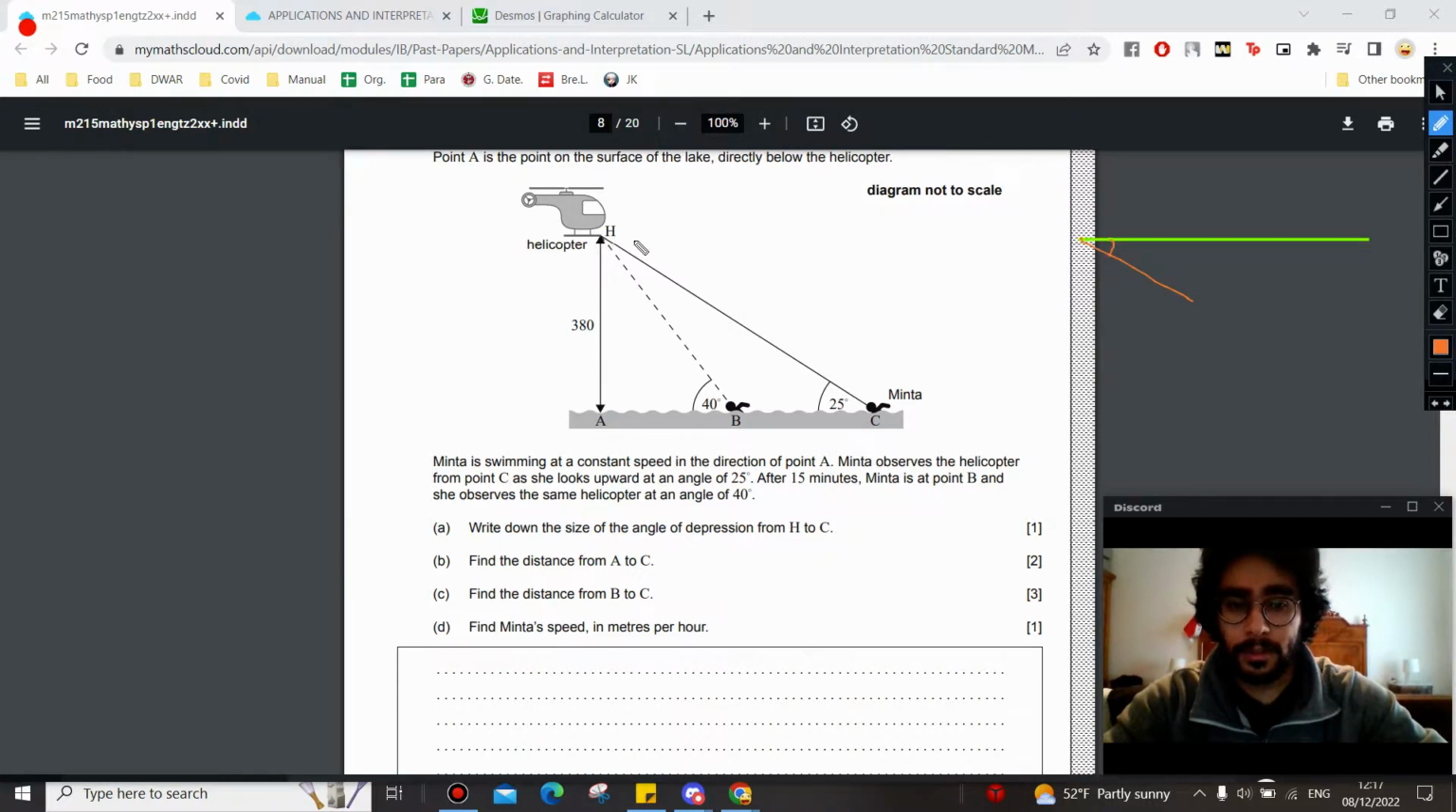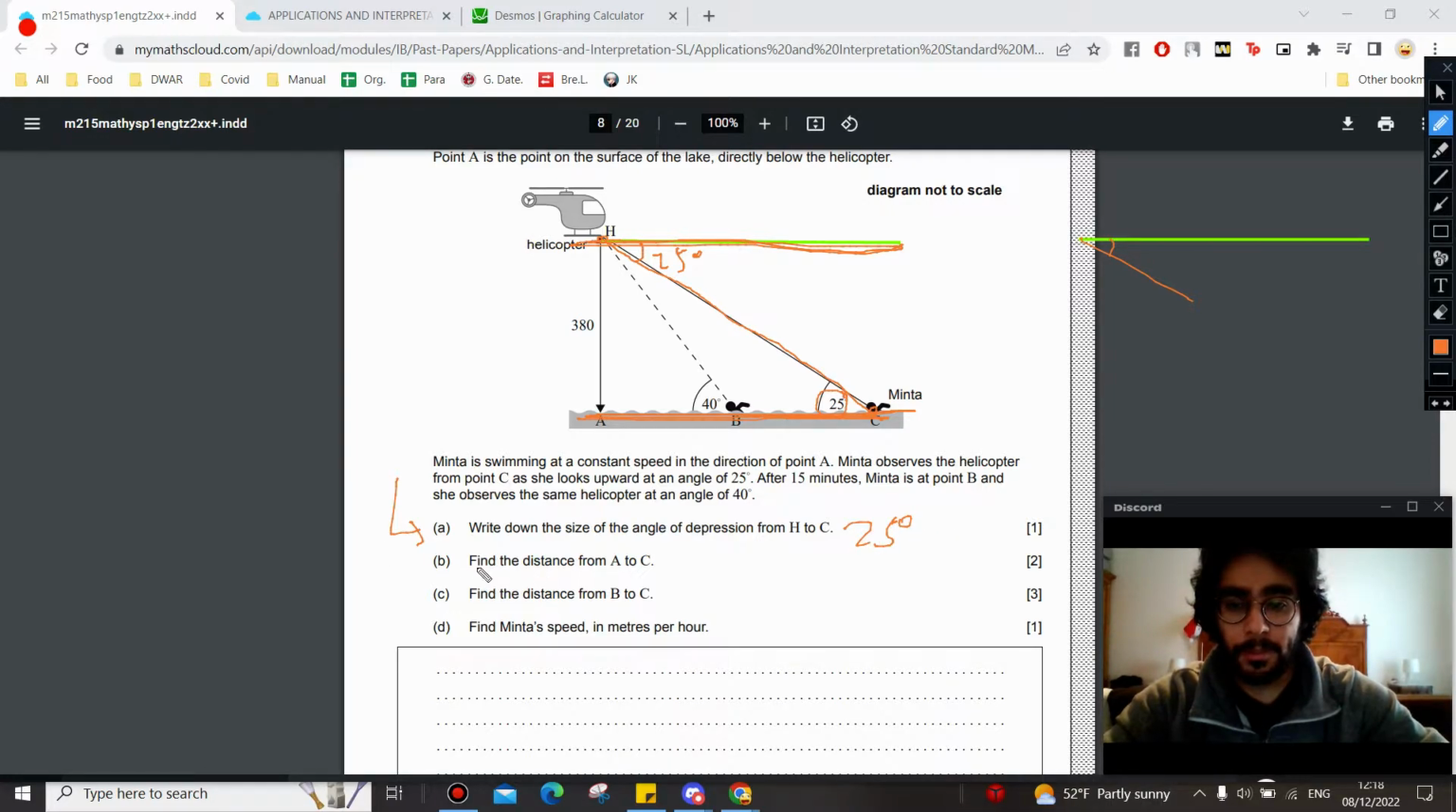But how can we find the angle of depression from H to C? H is here, C is here. So what I do, I draw a horizontal line, and this angle is what I'm looking for. Okay, but this angle, because of the Z rule, well, some people call it in a different way, because we have two parallel lines here, right? The first one is this orange one that I'm highlighting. The second one is this one, green, that I am highlighting with orange now. And since this is 25, this will be 25 as well. So the answer for question A is 25.